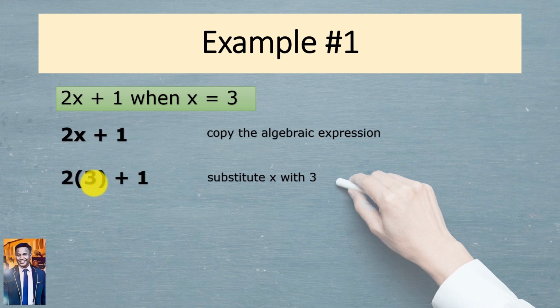That becomes now 2 times 3 plus 1. So we multiply 2 times 3, that will become 6 plus 1. And we add, the answer will be 7. So, therefore, 2x plus 1 when x is equal to 3, the answer will be 7.